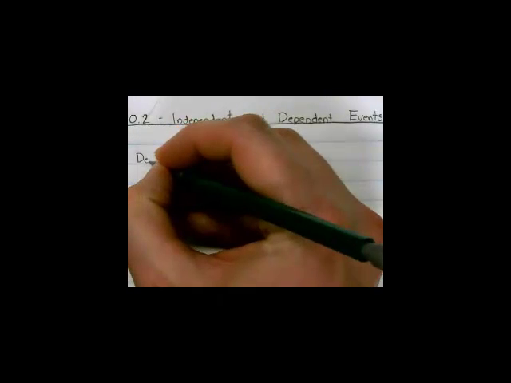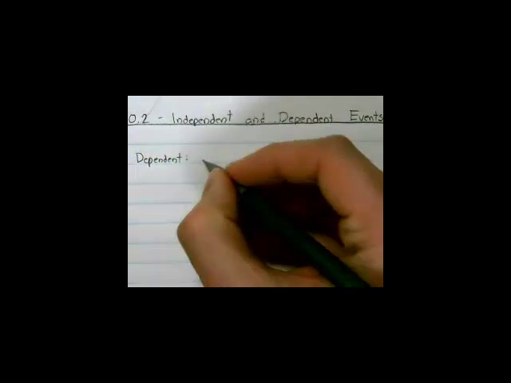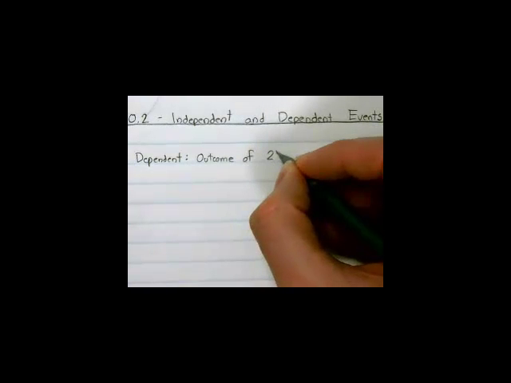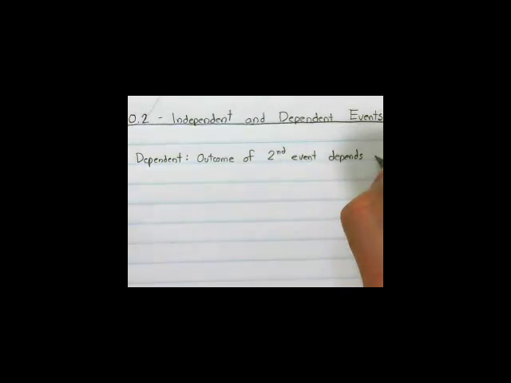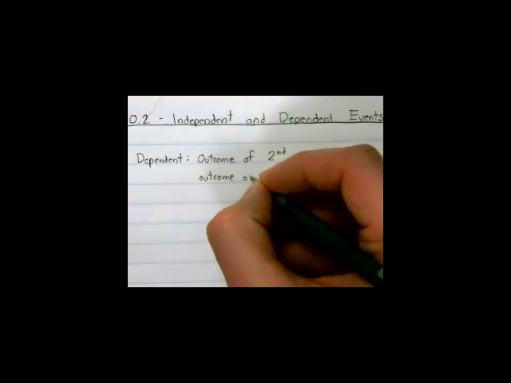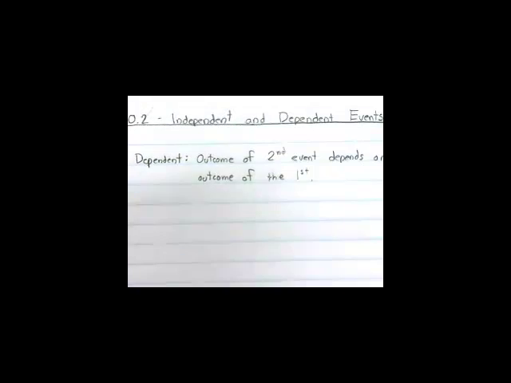So dependent: the outcome of, we'll just say second event, we'll mostly just talk about two, depends on the outcome of the first. So something happened in that first event that's going to change how the second event works. That's dependent. Okay?